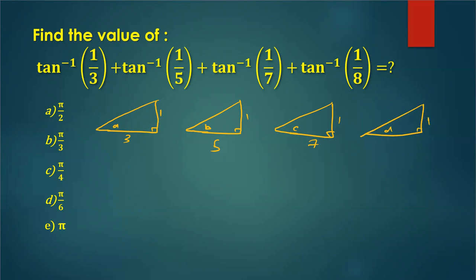Now I will add these angles pair by pair. I will add the first two and the second two, and then see what happens in the total. Pretty easy. I know tan A is 1 over 3, and tan B is 1 over 5. So what I need to find is what A plus B plus C plus D is. What angle is this? I will do that by finding the tan of this sum. First of all, I will find tan of A plus B.